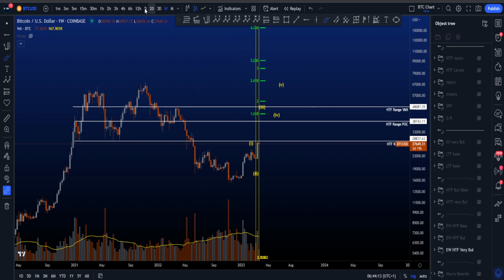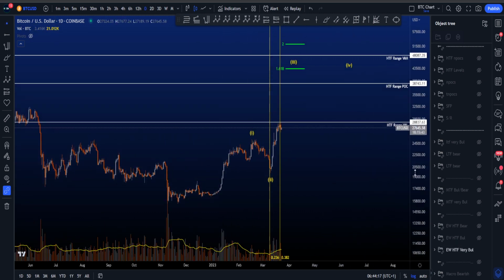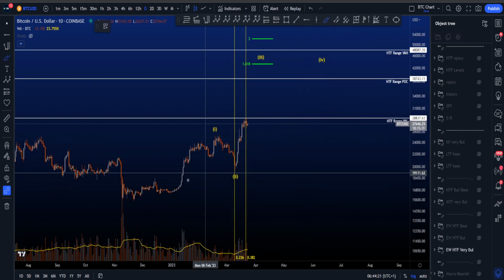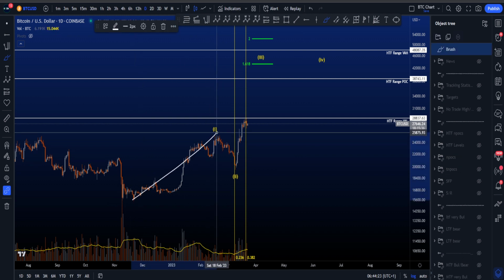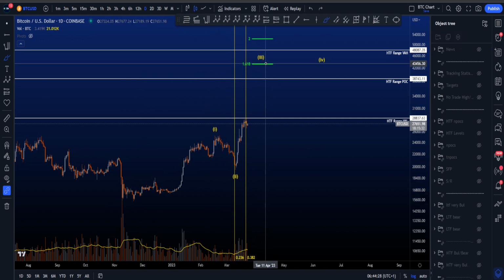If we then go to the high time frame, we have a very bullish scenario, and in this scenario what you see is that wave 1 and 2 on the very high time frame, or the daily time frame in this scenario, are already in. So this is wave 1, this is wave 2, and we are now looking for wave 3 with at least a minimum target of 43.3k.